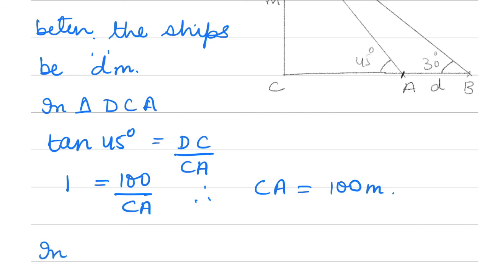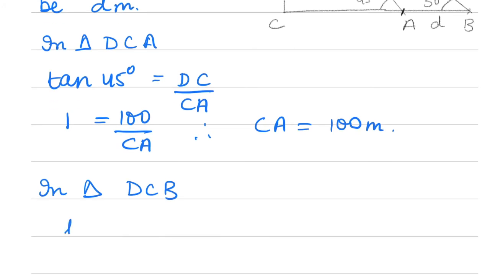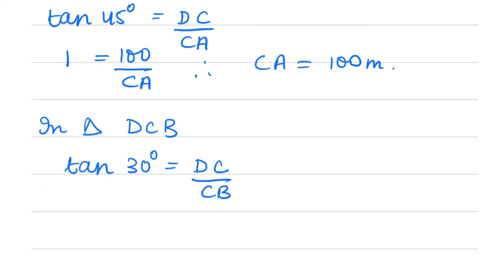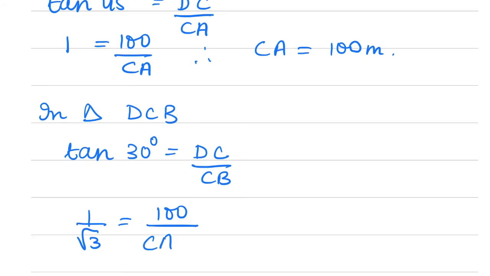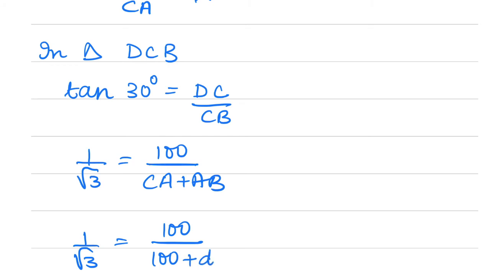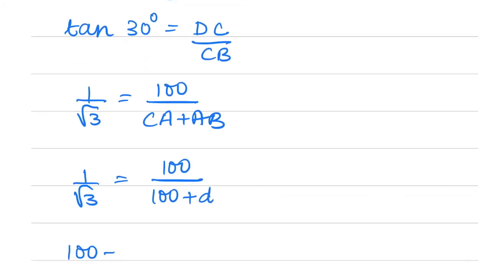Now let's take another triangle. In triangle DCB, we again will take tan. Tan 30 degree is equal to DC by CB. Now tan 30 degree is 1 by root 3, which is equal to DC, which is 100, by CB, which is CA plus AB. CA is 100 and AB is D. So now 100 plus D is equal to 100 root 3.